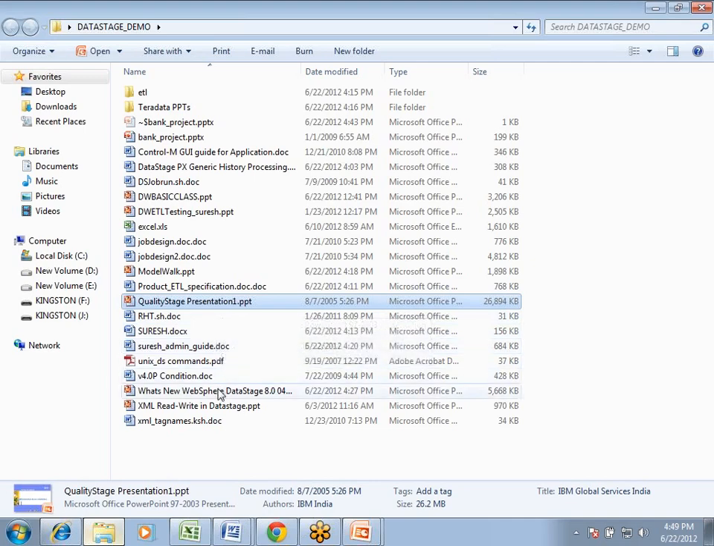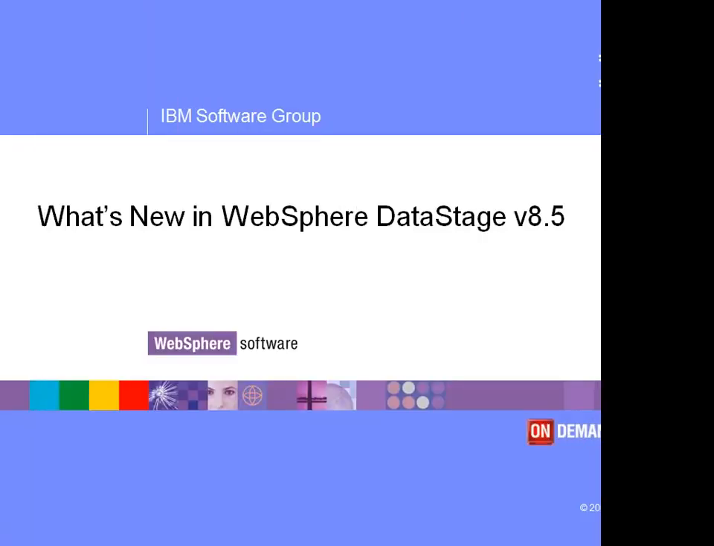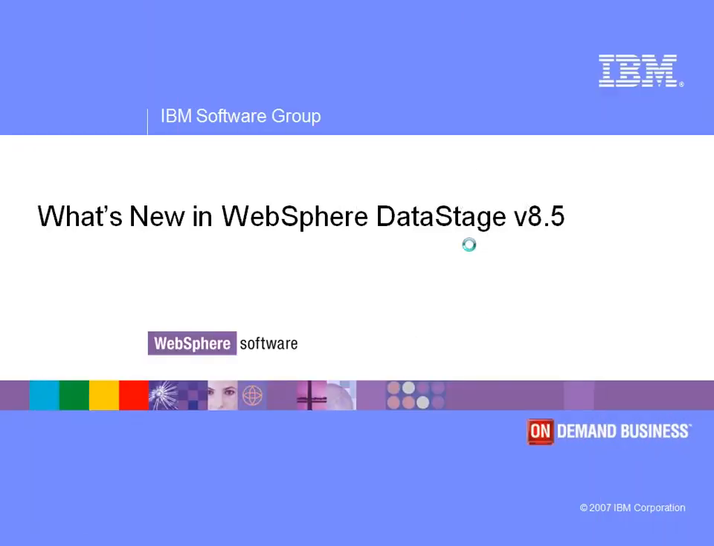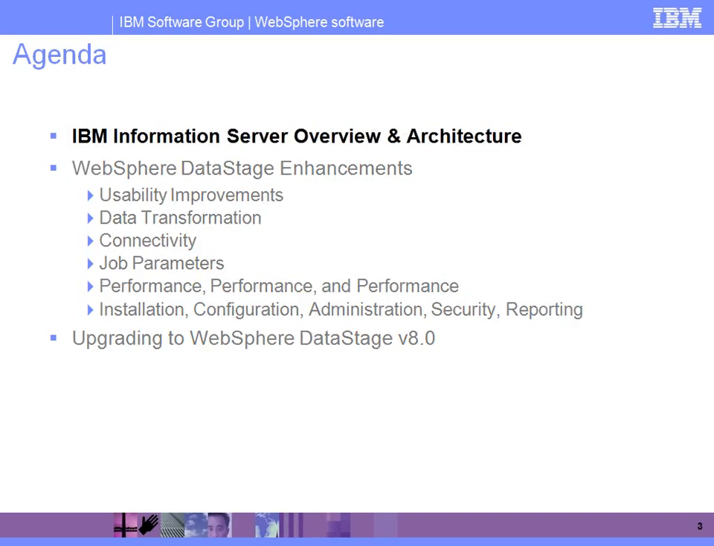What kind of new features are added in 8.5? Let me open and see. What is new in WebSphere, or InfoSphere Datastage version 8.5? What kind of new features are added means the Information Server is added, and upgrading the Datastage version from 8.1 onwards.